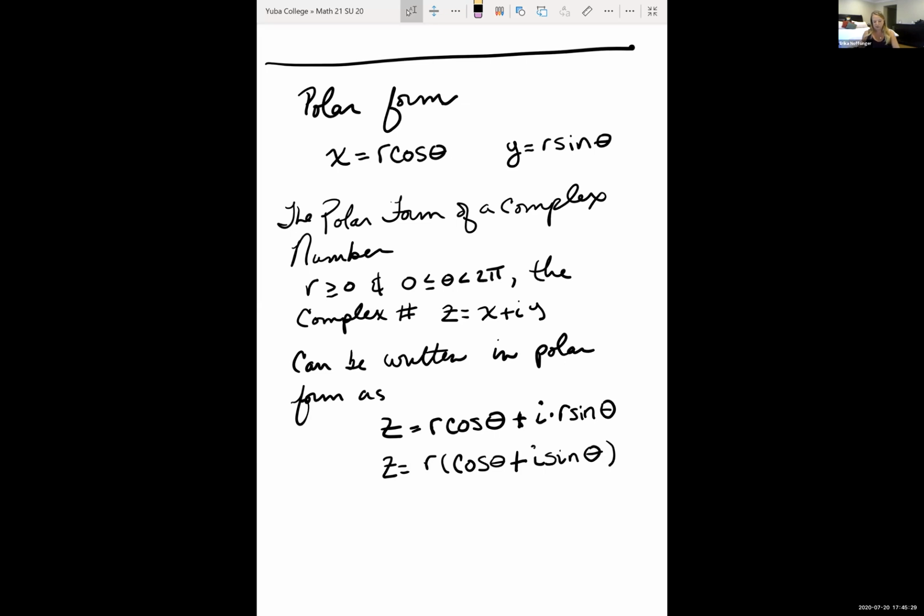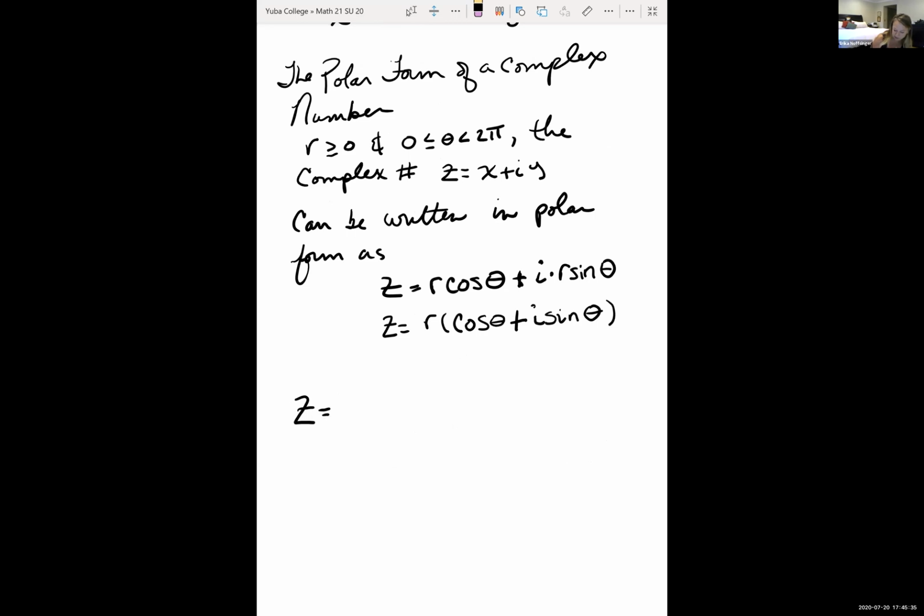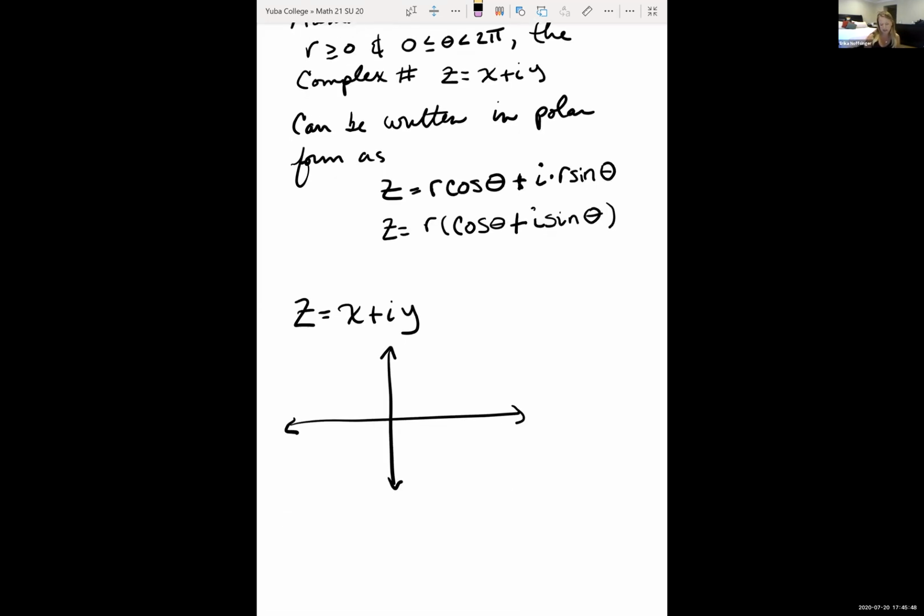So let's just look at a generic case. Let's say that you have some point z equal to x plus iy, and you plotted it. So you're plotting your real part, and then your imaginary part. Let's say that you just plotted it and it happens to be right here. So we need to figure out what r is. Well, r is just the square root of squaring our legs, x squared plus y squared.